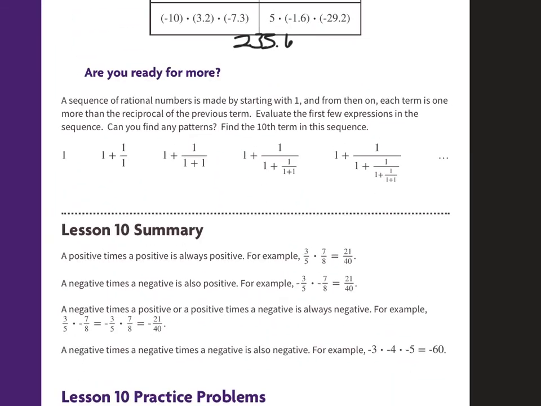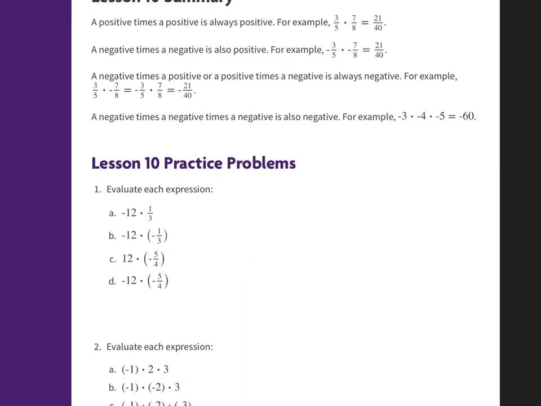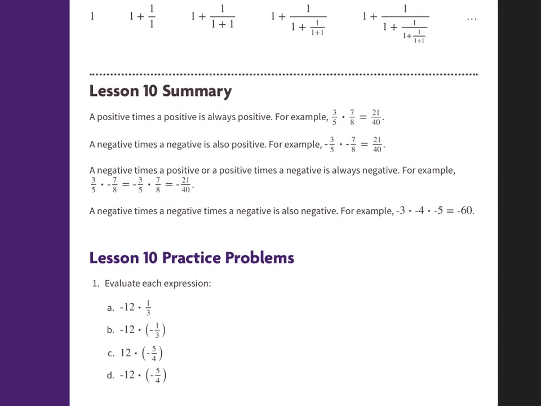So let's look at the summary on the bottom of page 95 and then over on page 96. A positive times a positive is always positive. For example, positive 3/5 times positive 7/8 is positive 21/40. A negative times a negative is also positive. For example, negative 3/5 times negative 7/8 is 21/40. A negative times a positive or a positive times a negative is always negative. For example, 3/5 times negative 7/8 gives me a negative 21/40.